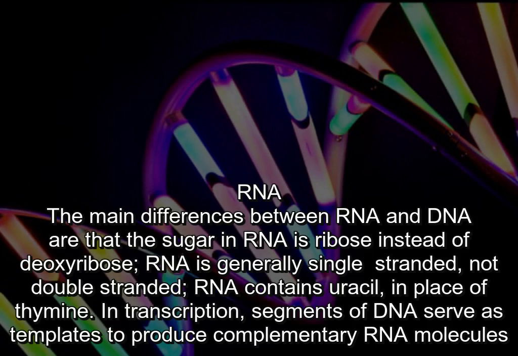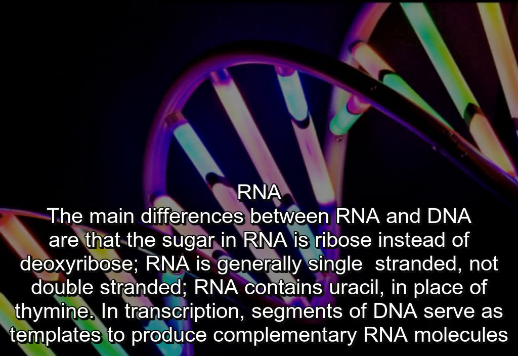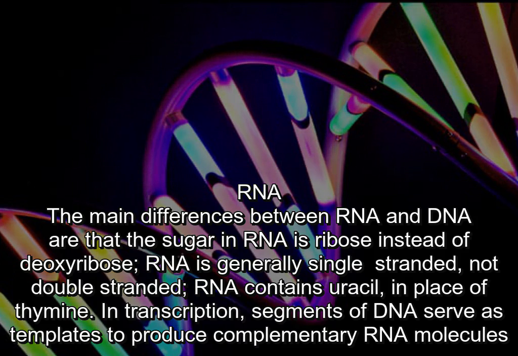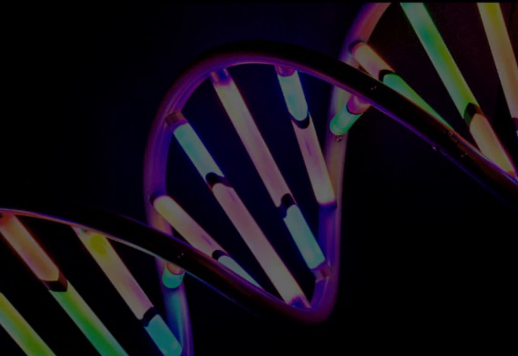RNA. The main differences between RNA and DNA are that the sugar in RNA is ribose instead of deoxyribose. RNA is generally single-stranded, not double-stranded, and RNA contains uracil in place of thymine. In transcription, segments of DNA serve as templates to produce complementary RNA strand molecules.